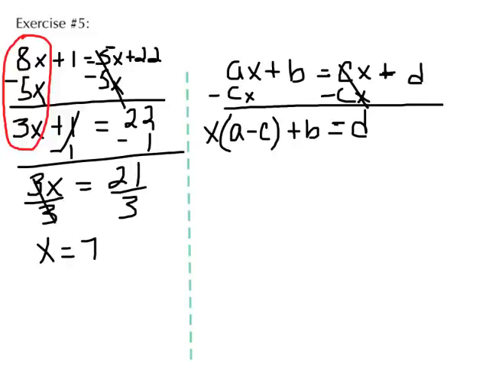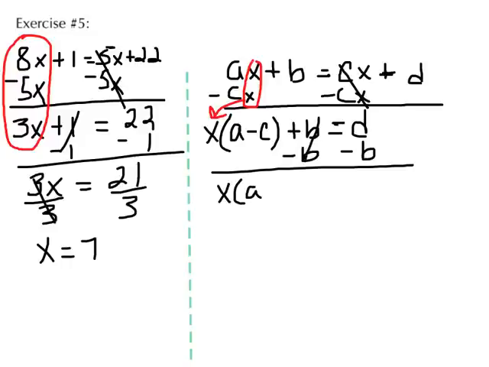Everybody notice what I did there is I pulled that x out because they're common. So I took this x because they were common and I brought it out front. And really all I did was a minus c. The next step that I'm going to do is minus b on both sides. So I have x times a minus c equals d minus b.